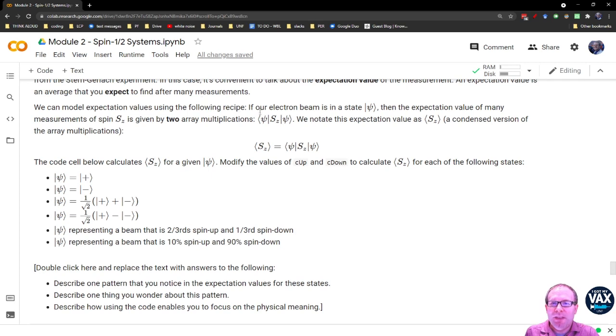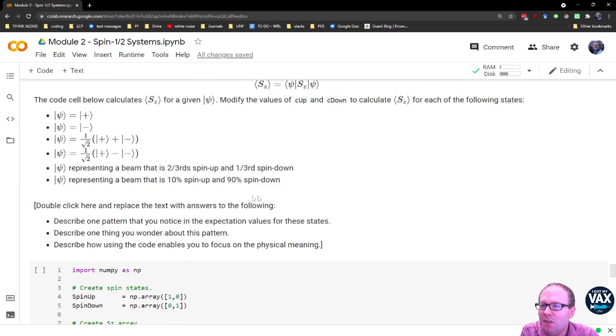Because remember, the SZ times psi gives you a column vector at the end. This bra psi that points the other way gives you a row vector. Row vector times column vector just gives you a single number, a scalar. And so what we're asking you to do is, again, try out several different psis here.